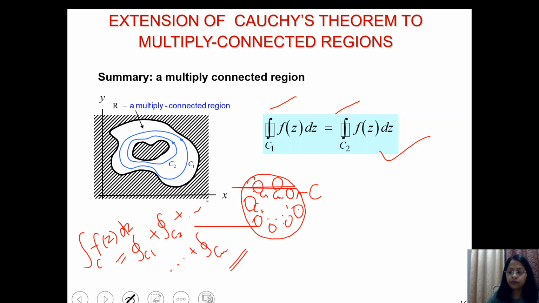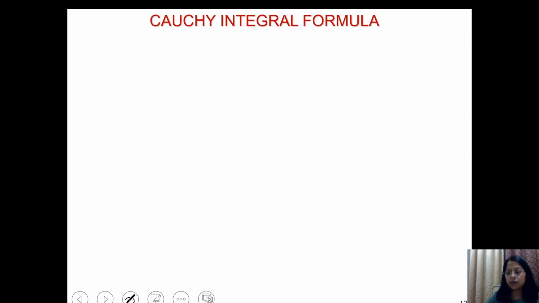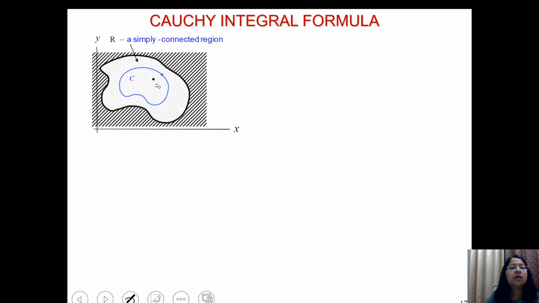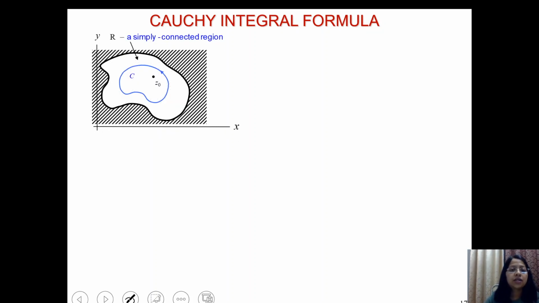So many typical questions can be simplified by applying Cauchy's theorem. Alright, so next, Cauchy integral formula. We will understand this theorem with the help of some examples. So let's understand Cauchy integral formula.